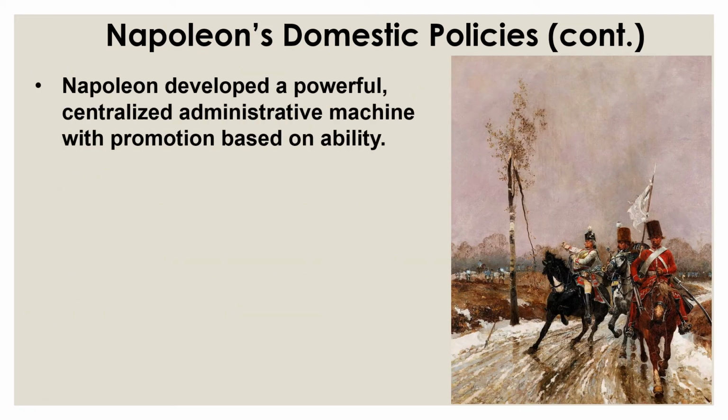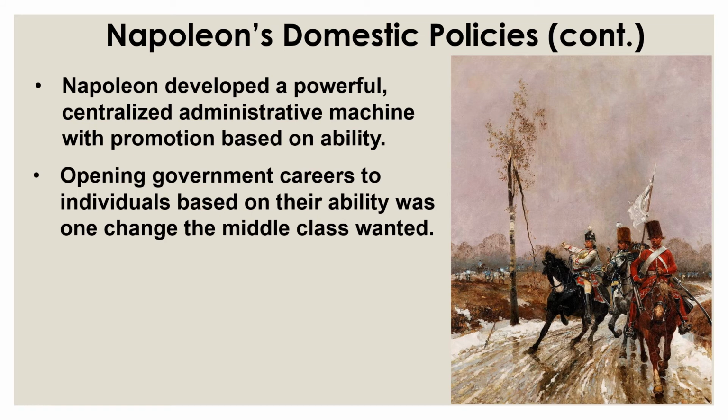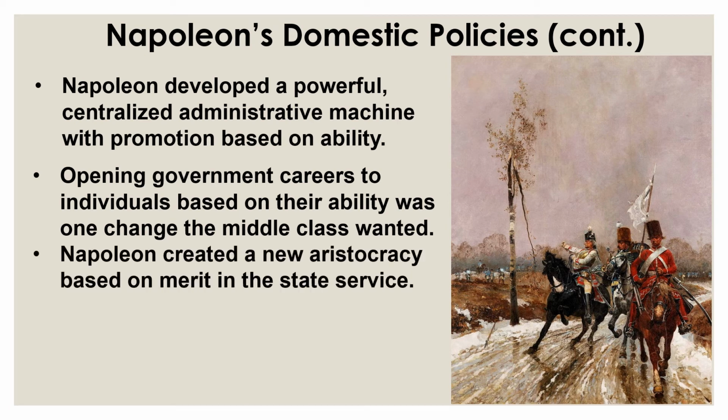Napoleon developed a powerful centralized administrative machine with promotion based on ability, based on merit. Opening government careers to individuals based on their ability was one change the middle class had wanted, even back in the early days of the Revolution. So once again, this promotion by merit is a French revolutionary ideal, or an ideal of the Enlightenment. Napoleon also created a new aristocracy based on merit in the state service.